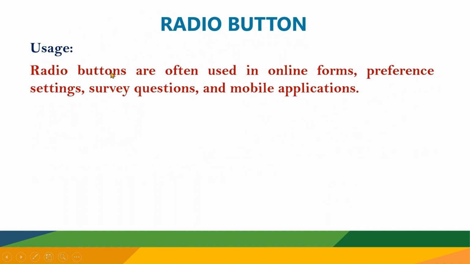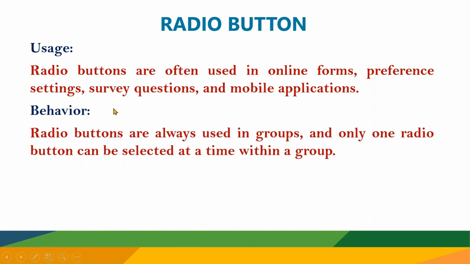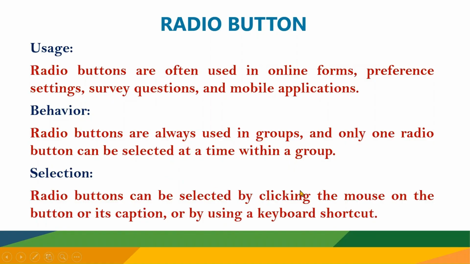Now coming to the usage, radio buttons are often used in online forms, preference settings, survey questions, and mobile applications. These are a few areas where radio buttons are being used. Radio buttons are always used in groups only, and only one radio button can be selected at a time within a group. Now coming to the selection, radio buttons can be selected by clicking the mouse on the button or its caption or by using a keyboard shortcut.